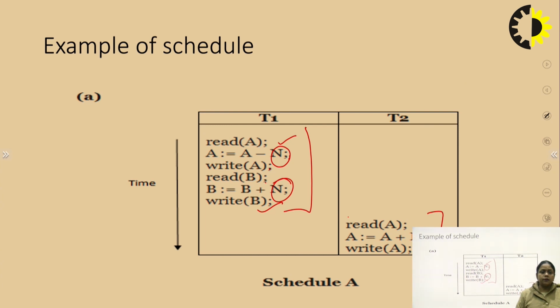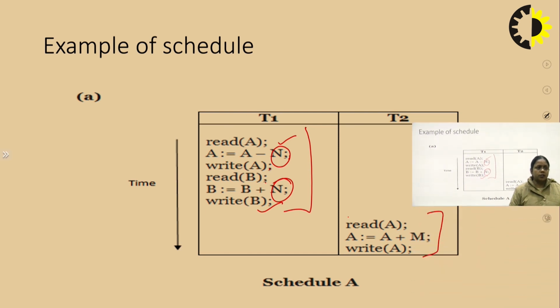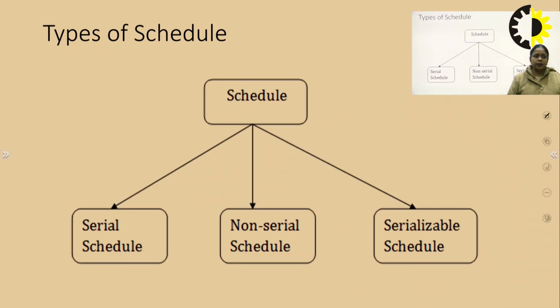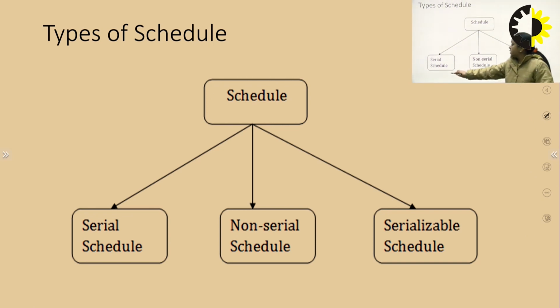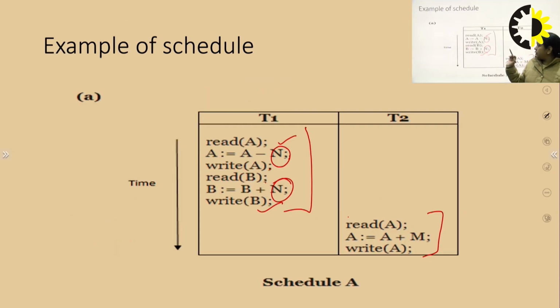Now we will see the meaning of serial and non-serial, because schedules can be of different types. We have three types of schedules: first is serial schedule, second is non-serial schedule, and third is serializable schedule. Firstly we have seen the example of the serial schedule. Now we will understand what a serial schedule means.